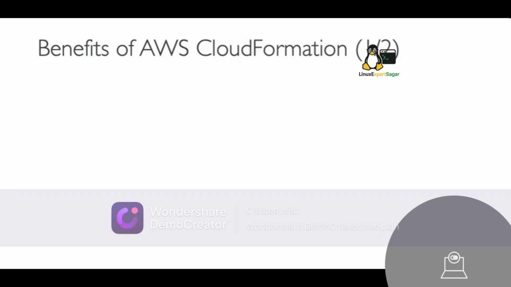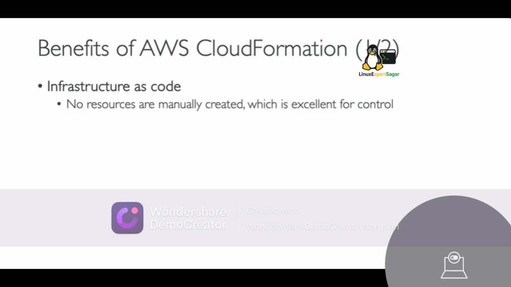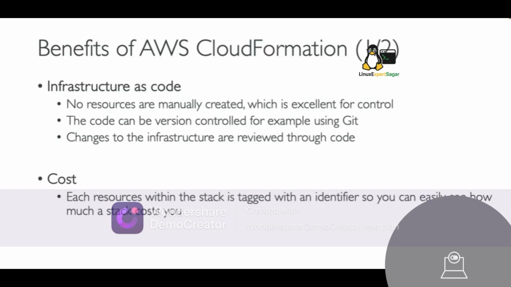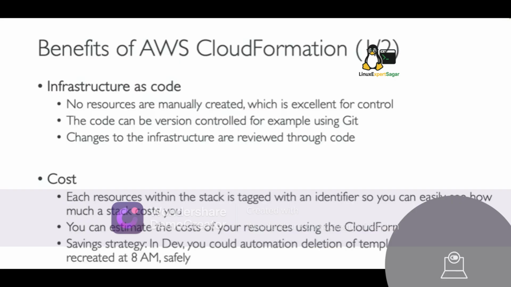So why should you use AWS CloudFormation? Well, first, it is your infrastructure as code. That means that no resources are being manually created, which is going to be excellent for control, and all the code that makes up these CloudFormation templates can be used for version control, for example, using Git. Also, any changes to your infrastructure is going to be reviewed through code changes. In terms of cost, well, all the resources within your CloudFormation stack is going to be tagged with an identifier, so you can easily see how much a CloudFormation stack is going to cost you, and we can also estimate the cost of resources from your CloudFormation template.